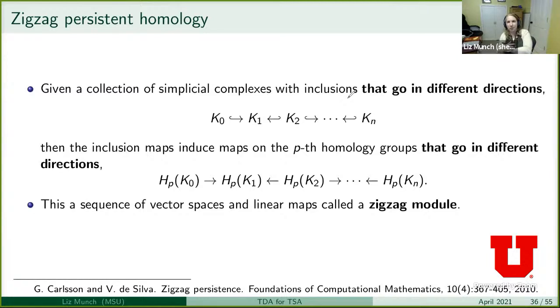This is what we're going to call a zigzag module. The theory tells me that I still get persistence diagrams the way that I want to. There's this fundamental paper of Carlsson and de Silva that I think is a lovely, lovely read. The idea is that I can still get persistence diagrams the same way I did before, but now I need to interpret them differently.